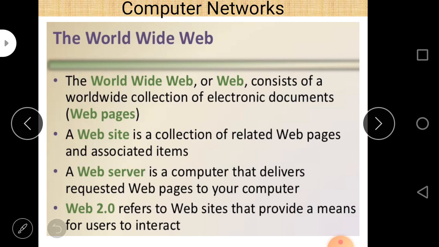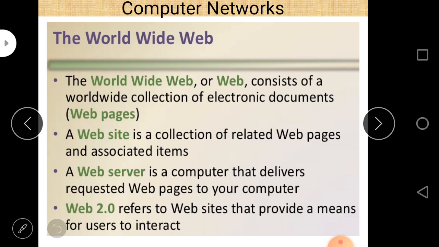The World Wide Web, or simply the web, consists of a worldwide collection of electronic documents, and electronic documents are also called web pages. The website is a collection of related web pages and associated items. A web server is a computer that delivers requested web pages to your computer. So there are four important points here. And Web 2.0 refers to a website that provides a means for users to interact.